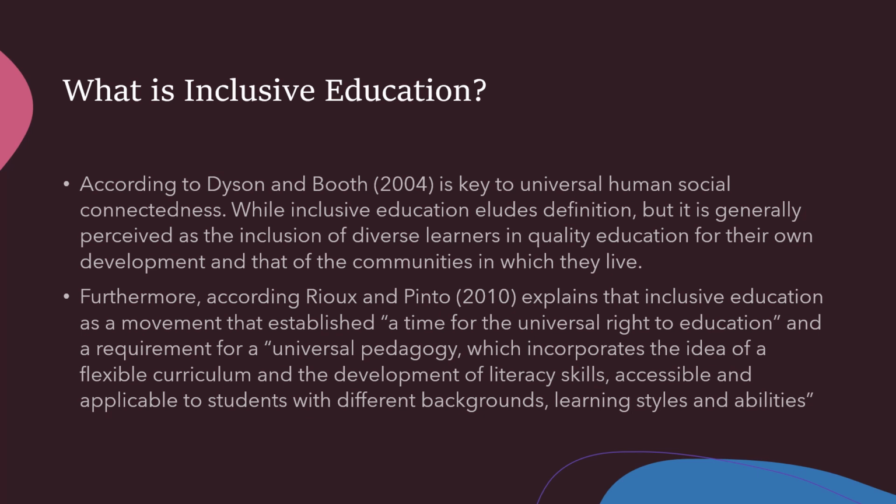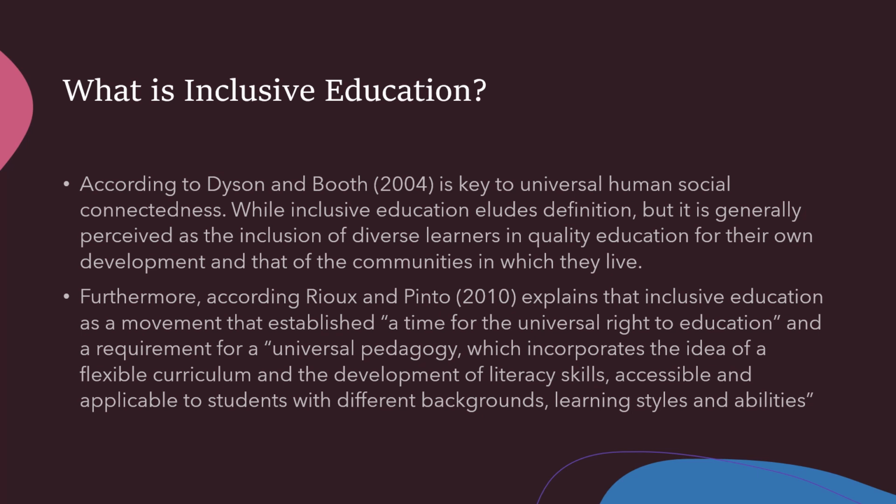Let's start off by defining what inclusive education is. According to Dessen and Booth of 2004, inclusive education is the key to universal human social connectedness. While inclusive education eludes definition, or rather it's a complex phenomenon, it is generally perceived as the inclusion of diverse learners in quality education for their own development and that of the communities in which they live.